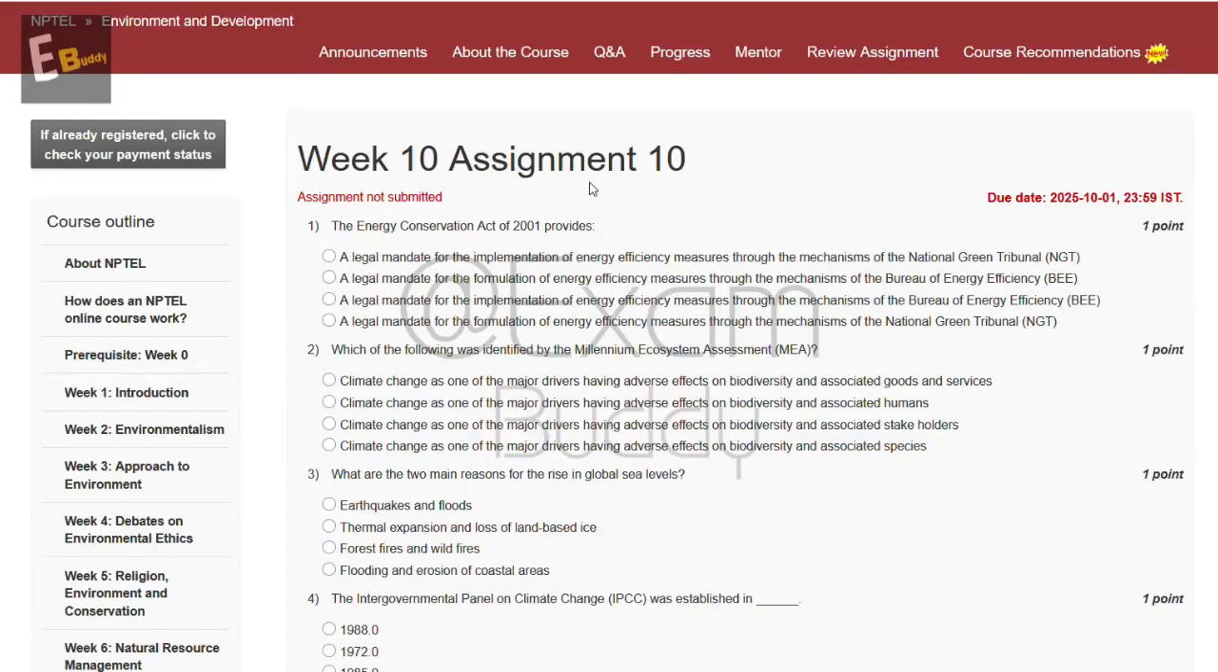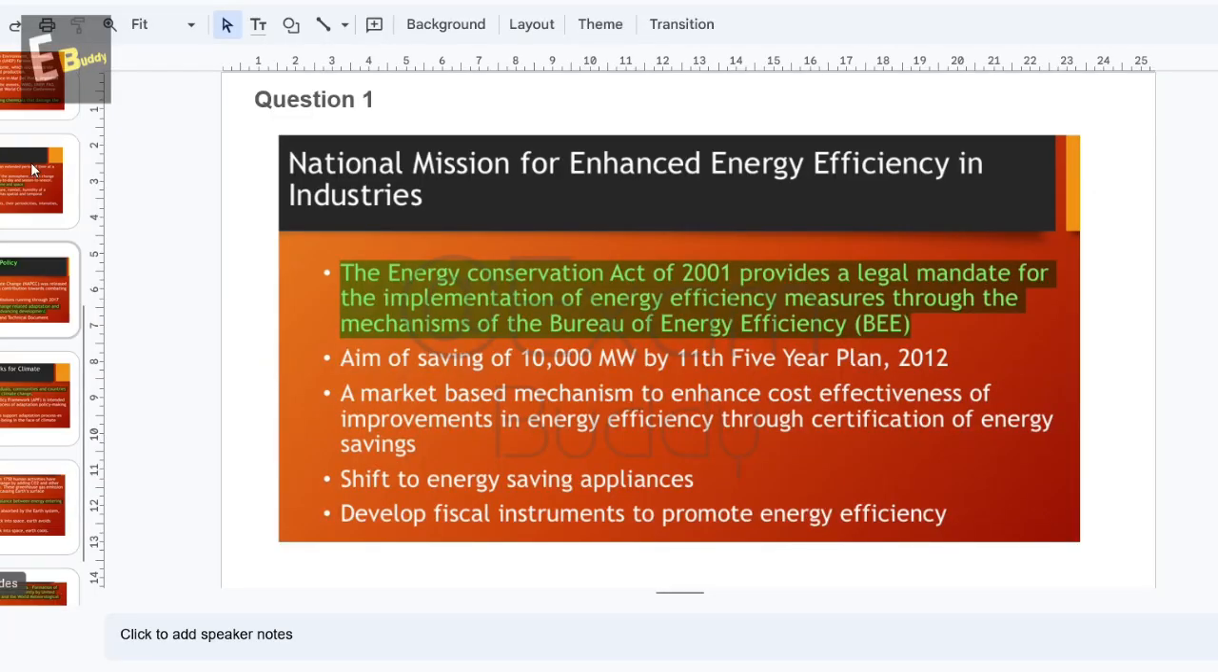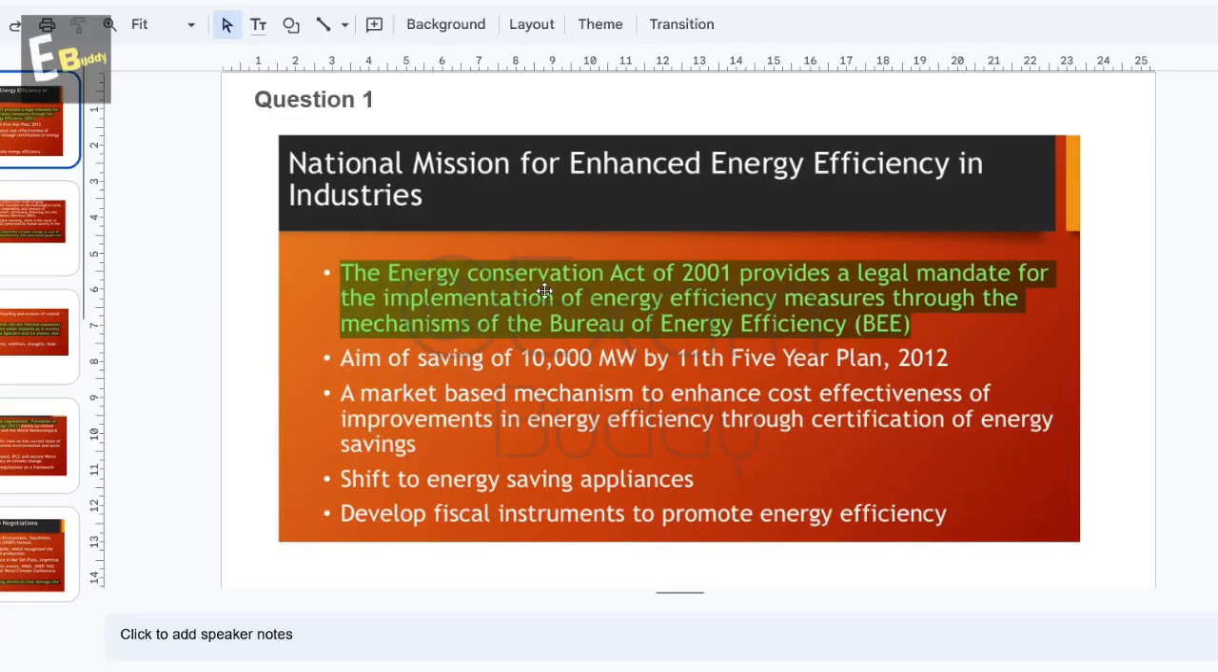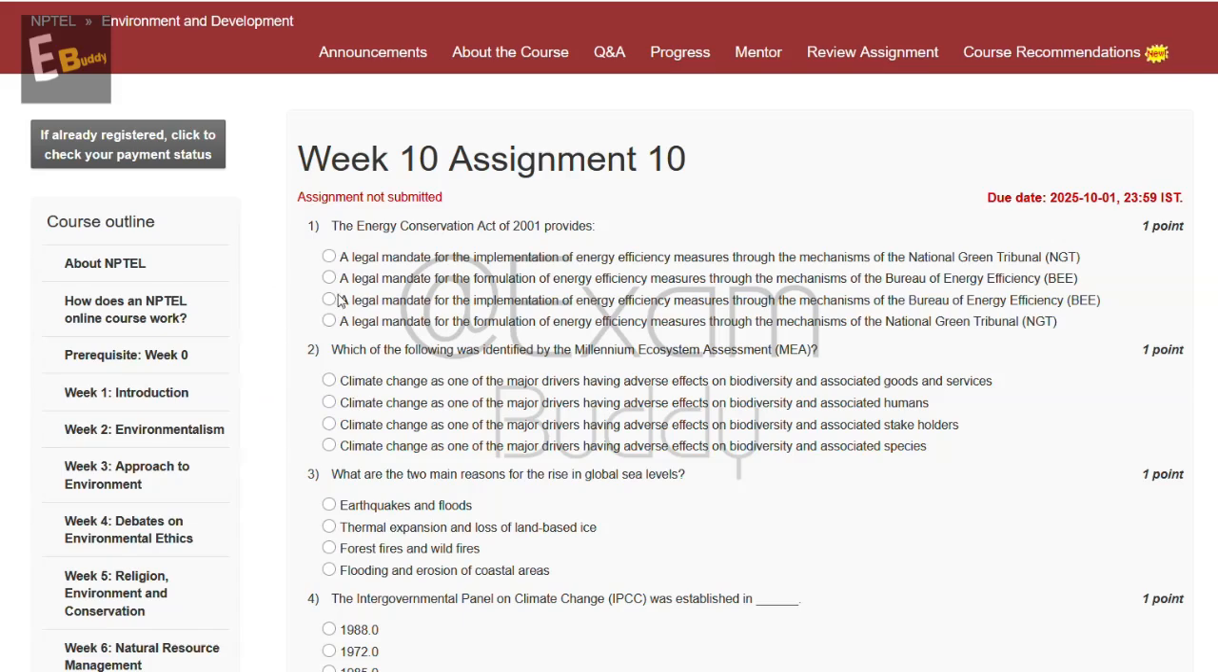Now let's do our assignment, Environment and Development, Week 10, Assignment 10. So the first question is the Energy Conservation Act of 2001 provides. So these are the options. And now let's check the answer of our first question. So question first, the Energy Conservation Act of 2001 provides a legal mandate for the implementation of energy efficiency measures through the mechanism of the Bureau of Energy Efficiency. So the answer of our first question is C.